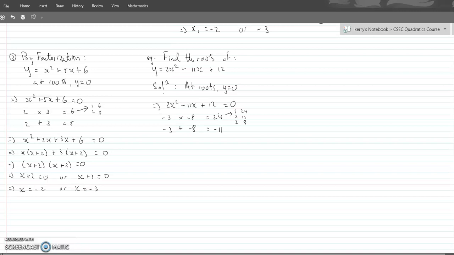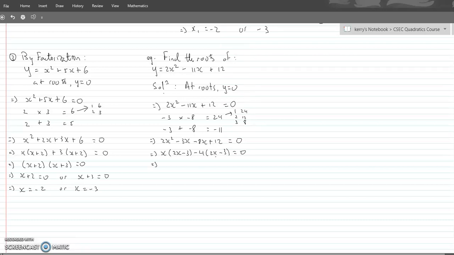Always double check to make sure your answers make sense. Negative 3 by negative 8 is positive 24. Now you break up your middle term into those two numbers: 2x squared minus 3x minus 8x plus 12 is equal to 0. You factorize. From the first two terms, I can only take out x, leaving 2x minus 3. Now, if I take out minus 4 here, minus 8x divided by minus 4 is positive 2x, and 12 divided by minus 4 is minus 3, which is equal to 0.